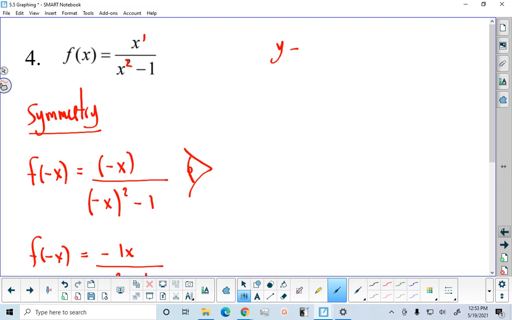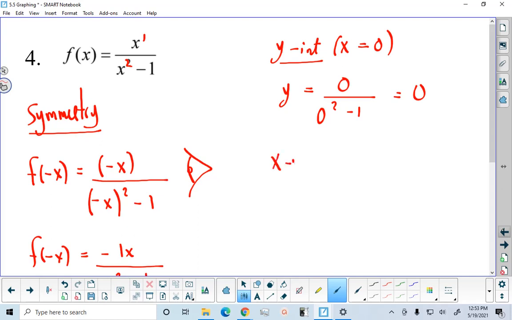So the y-intercept is found by replacing x with 0, and you have f of x or y equals 0 over 0 squared minus 1, which is 0. And as is so often the case, not all the time, we end up with a y-intercept that's 0, which means the graph passes through the origin. So we've also stumbled upon the x-intercept. So we have a y-intercept at 0.